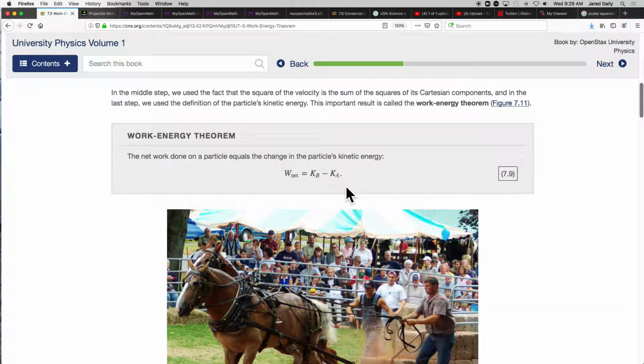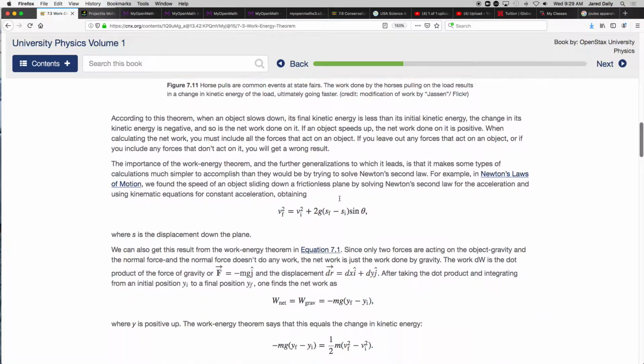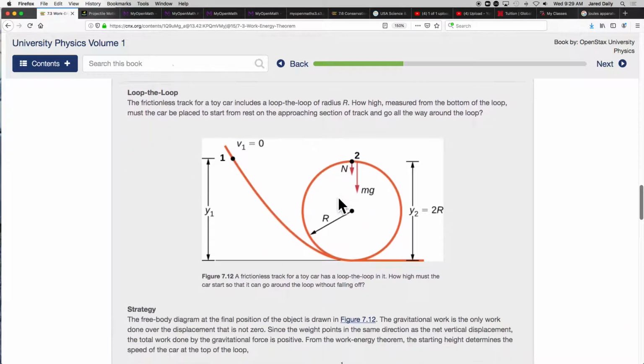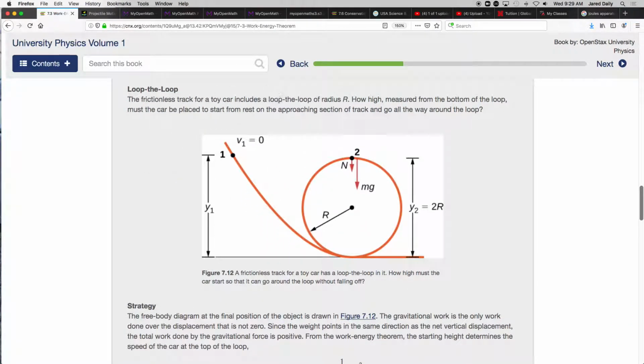The third step that you need to take is you need to solve that equation for the thing that you want to know. And then you plug in numbers and get a value out, right? Evaluate. So let's do this example with the loop-to-loop. At the beginning of the loop-to-loop, which is at point 1, we have a velocity of 0. They tell us the velocity 1 is 0.